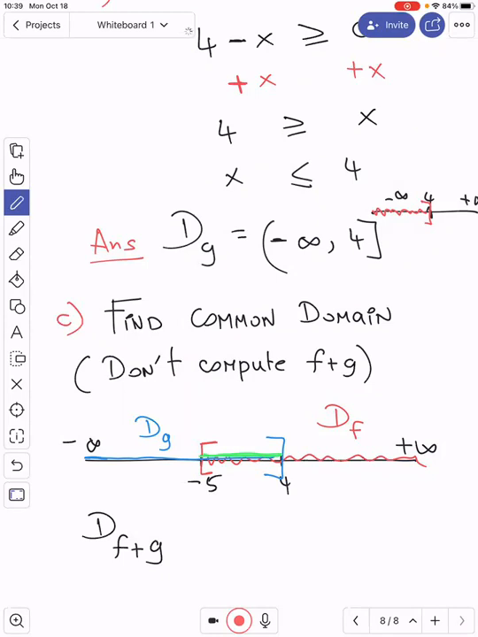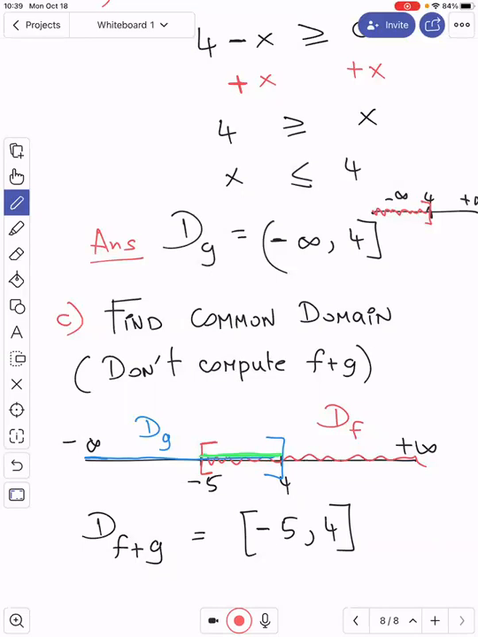Probably in the test you're going to have the same thing. You want to find the domain of f, find the domain of g, and then in C you will have to find the domain of f plus g or f minus g or whatever. All you have to do, guys, is use a and b and find the intersection domain. In this case that will be -5 to 4, and both -5 and 4 are included.